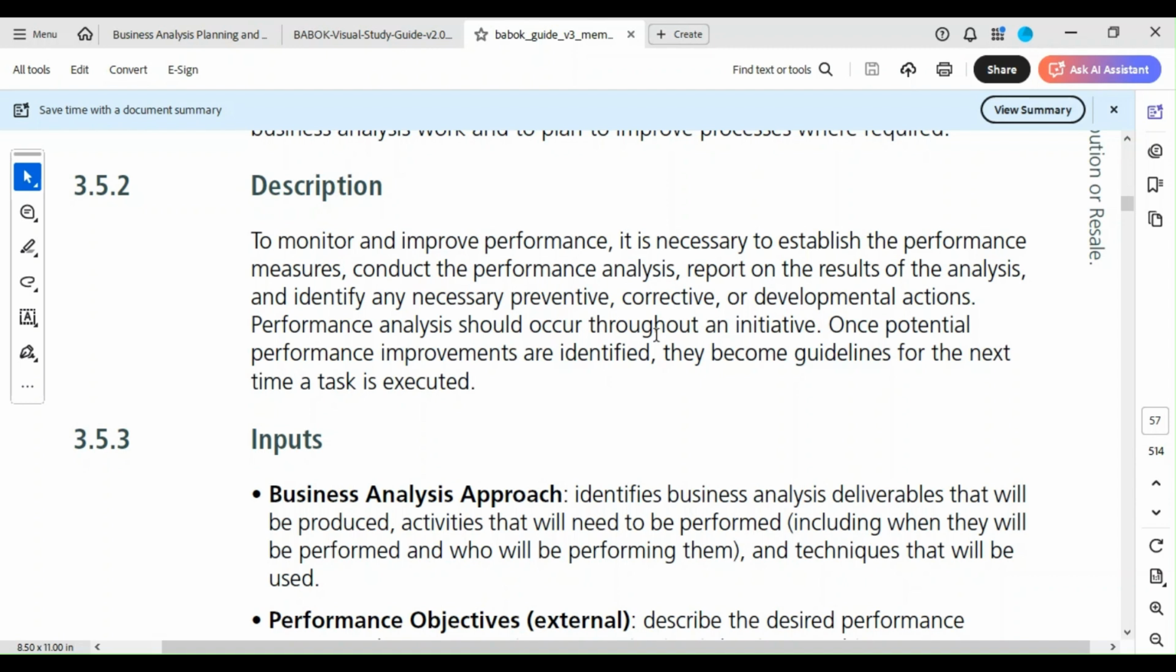Oh, this is so good. So now, if you know you want to improve on your performance, you don't go into it blindly.